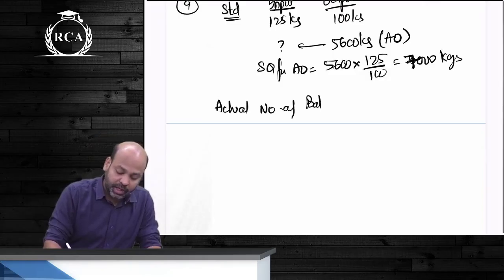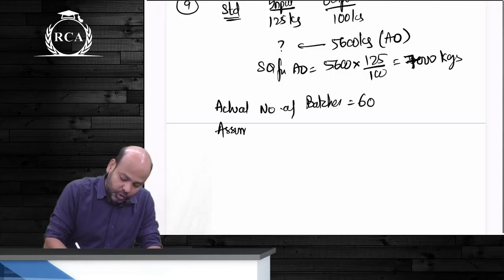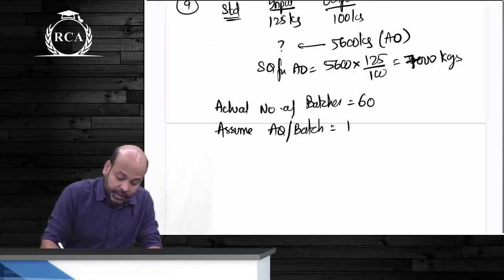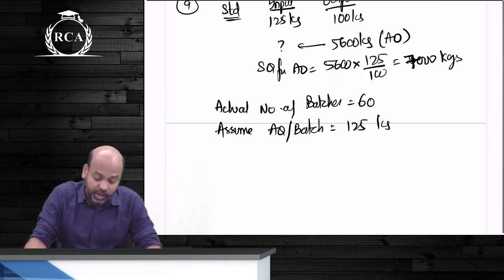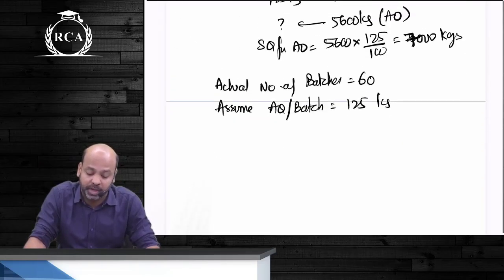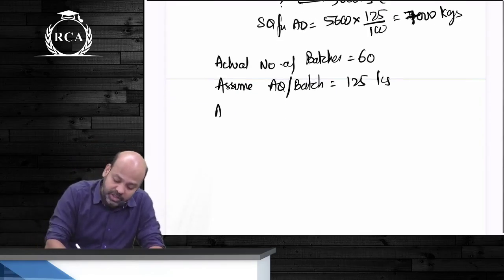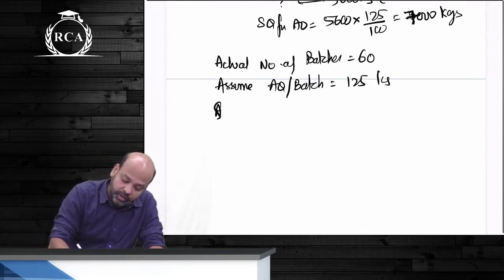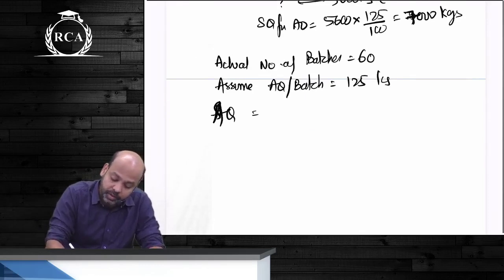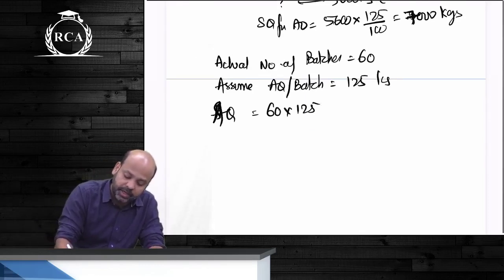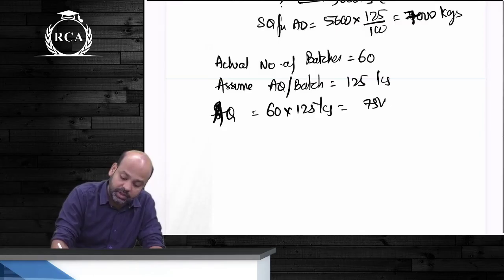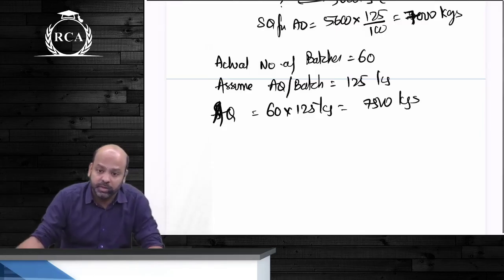There is going to be an assumption here, and that is to assume actual quantity per batch remains at 125 kgs. This assumption is not given in the question. You will have to assume that the actual quantity per batch remains at 125 kgs. How many are the actual number of batches, beta? 60. What will be the actual quantity, guys? 60 multiplied by 125 kgs. That is 7,500. Is the difference making sense?